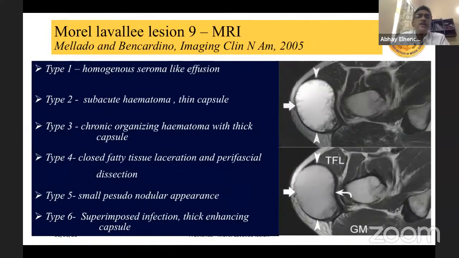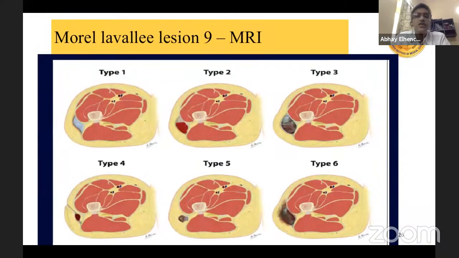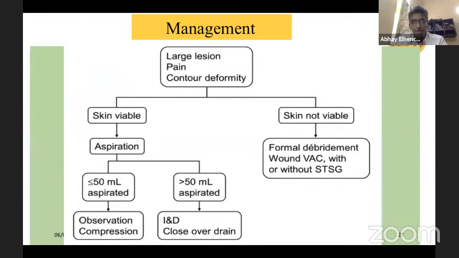Mellado and Bencardino gave an imaging classification in which they classified the MRI-based findings of a Morel-Lavallée lesion into 6 types. Those are based on whether it is a seroma, as in type 1, or whether it is a blood and lymph-filled pseudocyst with fibrosis around, leading to formation of a pseudocapsule, where there is a high incidence of infection complicating the bony injury or the polytraumatized situation.